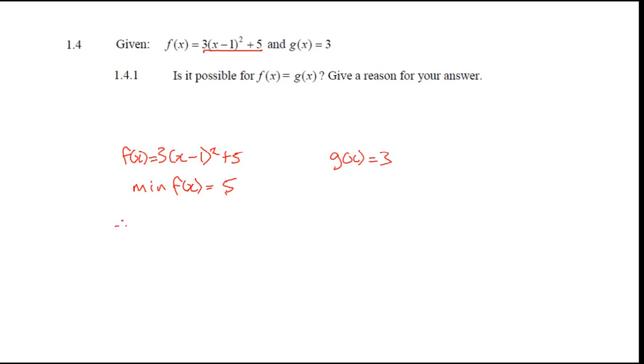So, how do we write our answer? So no, f of x is not equal to g of x, because the minimum value of f of x is greater than 3, so they cannot meet. Alright, so that is why f of x cannot be equal to g of x.